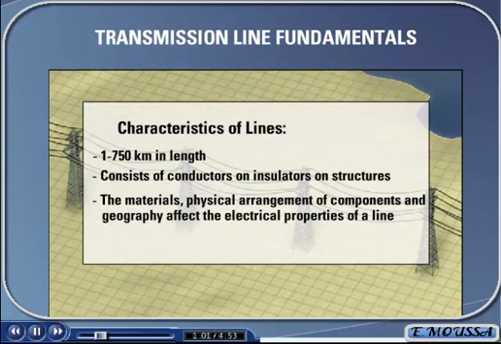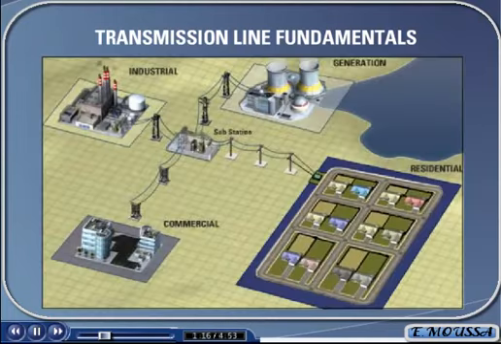The material that is used in the structure, the physical arrangement of the components used, and the geography that the conductors and towers are located in greatly affects the electrical properties of the line. All of these factors must be considered when determining the best method of protecting the transmission line.